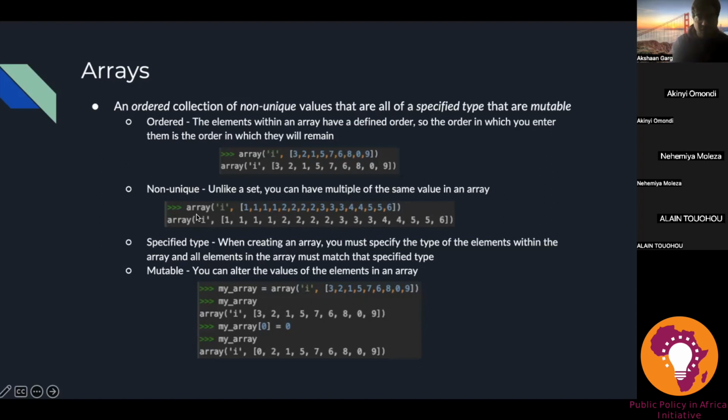Then we have a specified type, right? So you will always have a specified type within an array. So you can't have strings with numbers in the same array, right? And then you have mutable. What does that mean? That means that you can alter the values of the elements in an array. So you can point towards a particular index and say, okay, I want to change the value of this particular number in the array. And you can simply index it and you can change it, right?